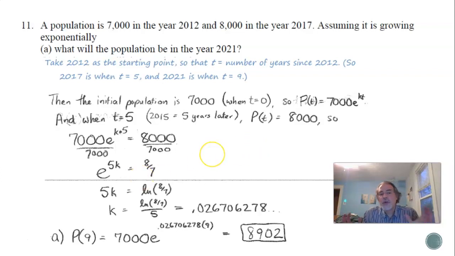0.026706278. When I do this, I like to store this in my calculator's memory so I can pull it back up. And then in 2021, that would be 9 years after our starting point of 2012. So we would plug 9 in for t and evaluate 7,000 times e to this number times 9. And that comes out to be about 8,902.